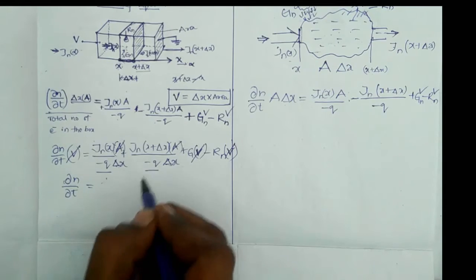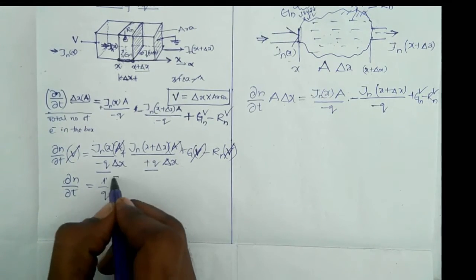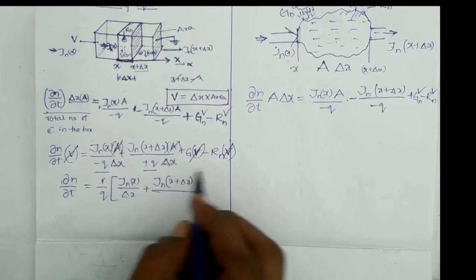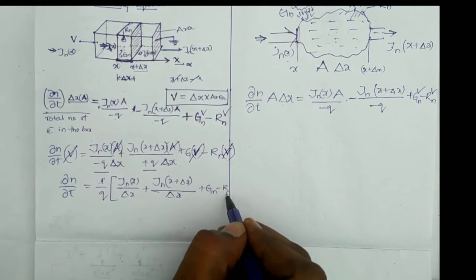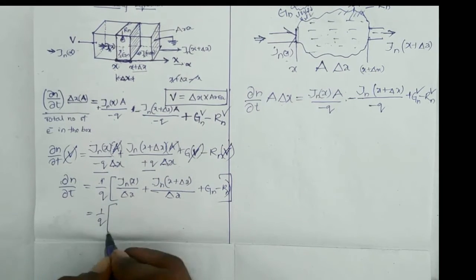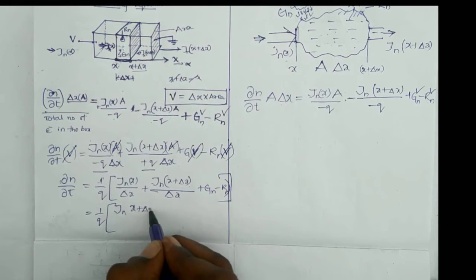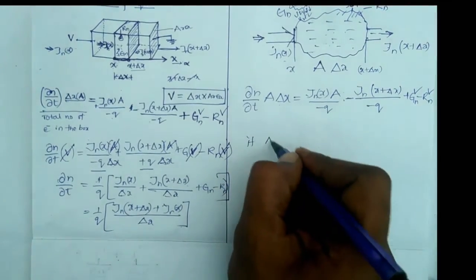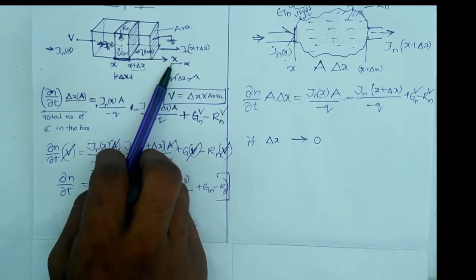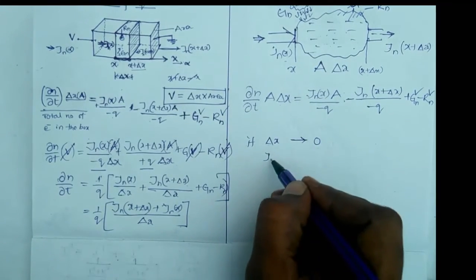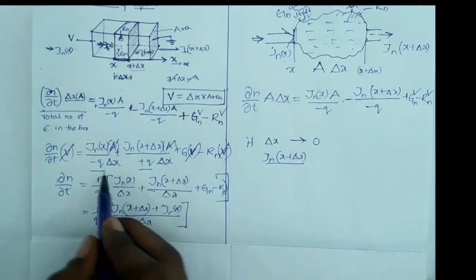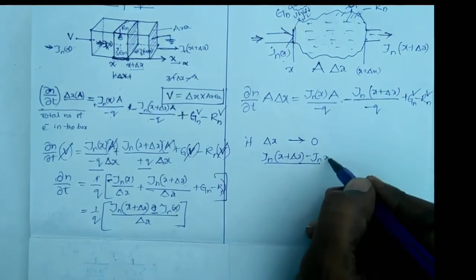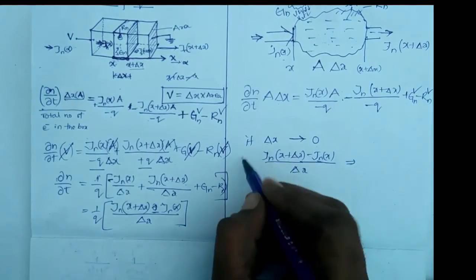So the volume of the pond is area into delta x. The total number of electrons in this pond is dou n by dou t into the volume, area into delta x, equal to the number of electrons entering, Jn of x into the surface area, by charge. Electrons have negative charge. The number of electrons leaving is Jn of x plus delta x, at the surface, by charge. Some electrons are generating, some are recombining. So this is the continuity equation.